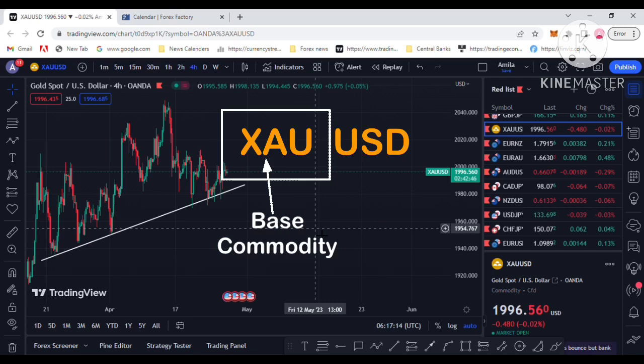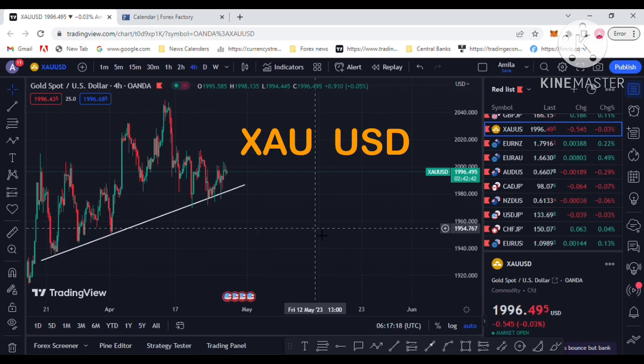So we are buying gold. That's the meaning against the US dollar. Gold is in demand against the US dollar. We buy XAU USD. That's the meaning: gold demand against the US dollar.